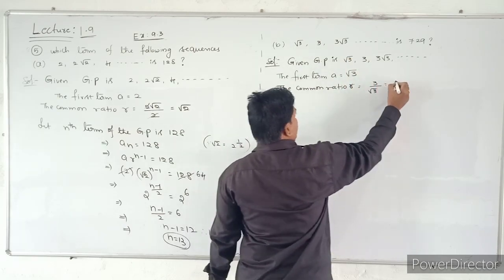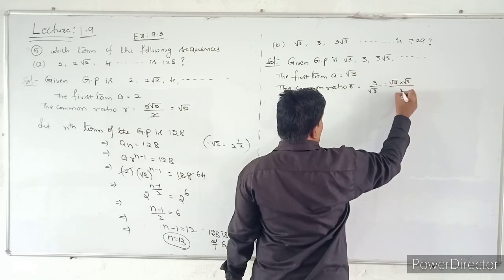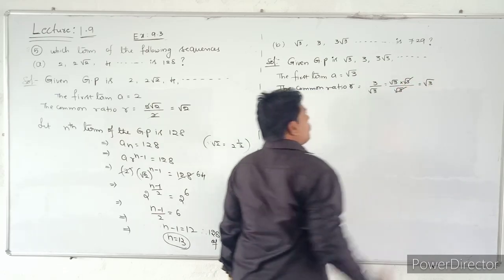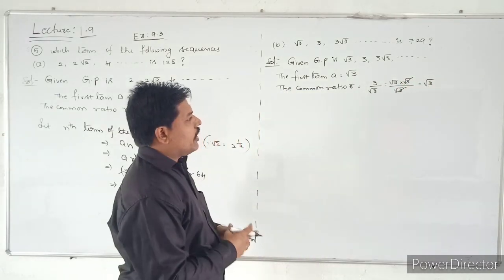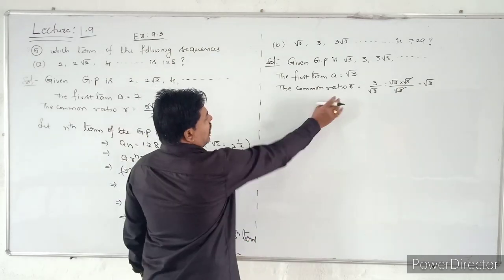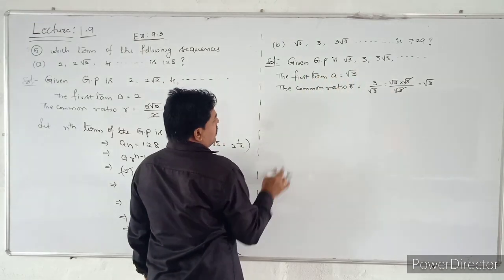How can you cancel this value? 3 can be written as root 3 into root 3 by root 3, so root 3 will be cancelled. That is, r is equal to root 3. The a value is root 3 and the r value is also root 3. After getting this, what do I have to calculate? The question is: 729 is which term?